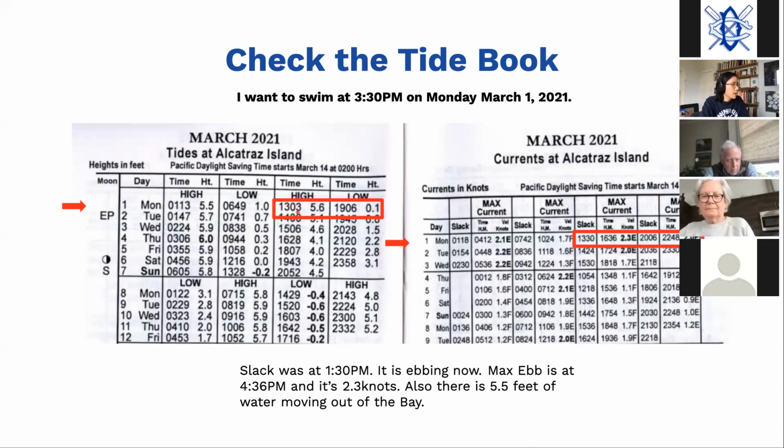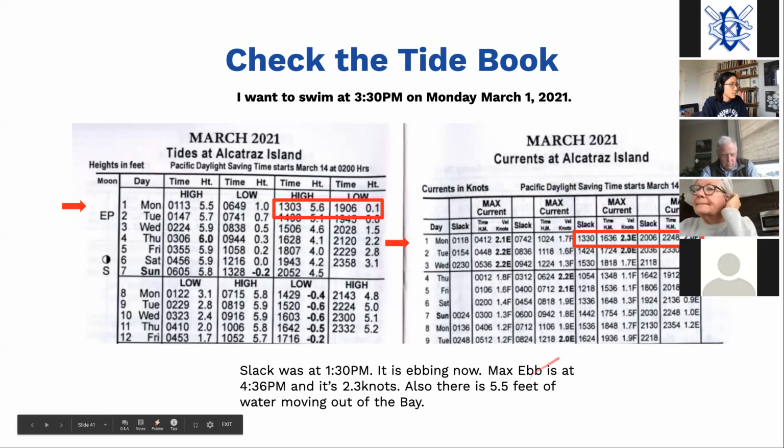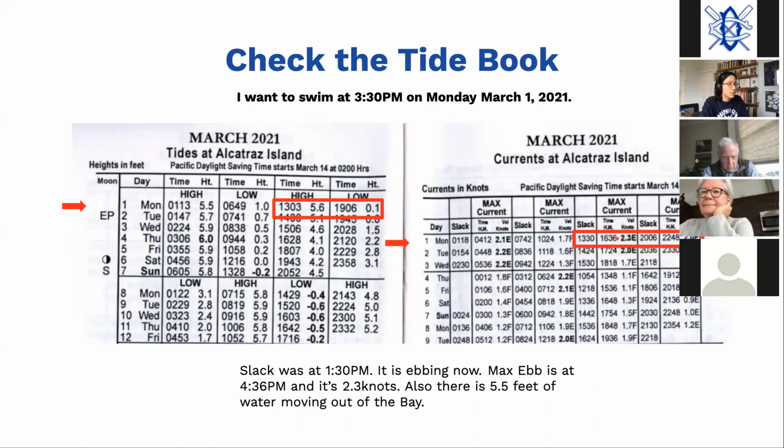And you notice, okay, high tide was at 1:03, and low tide's at 7, so that means it's ebbing right now. The height of the water is going lower. I noticed that max ebb is at 4:36. So right now, the speed of the water is still increasing. Remember, the speed of the water will increase up to a maximum and then decrease back down.